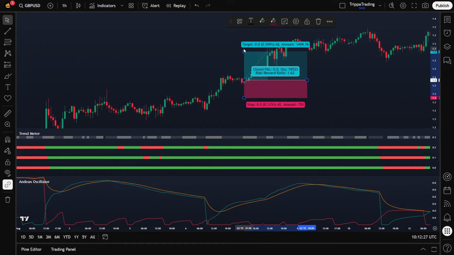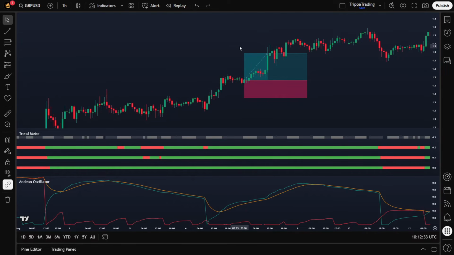Stop loss goes just below the most recent swing low, and the take profit is set at 1.5 times the risk. Let's see a live example.